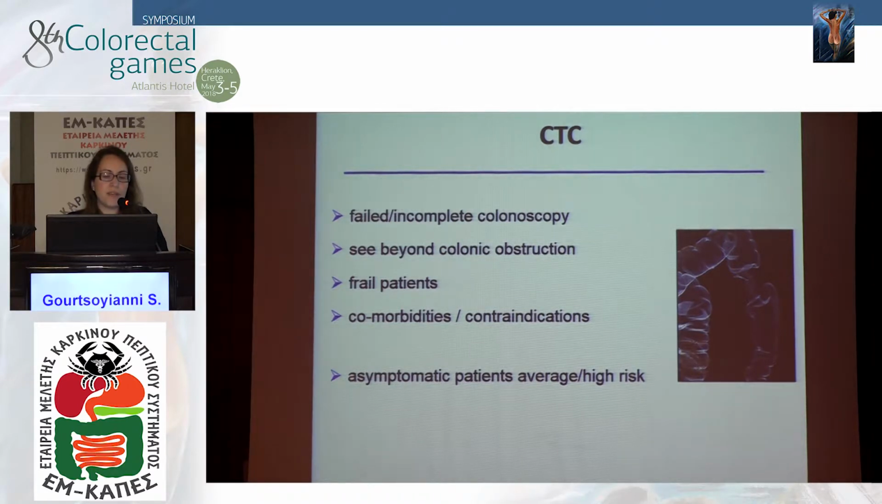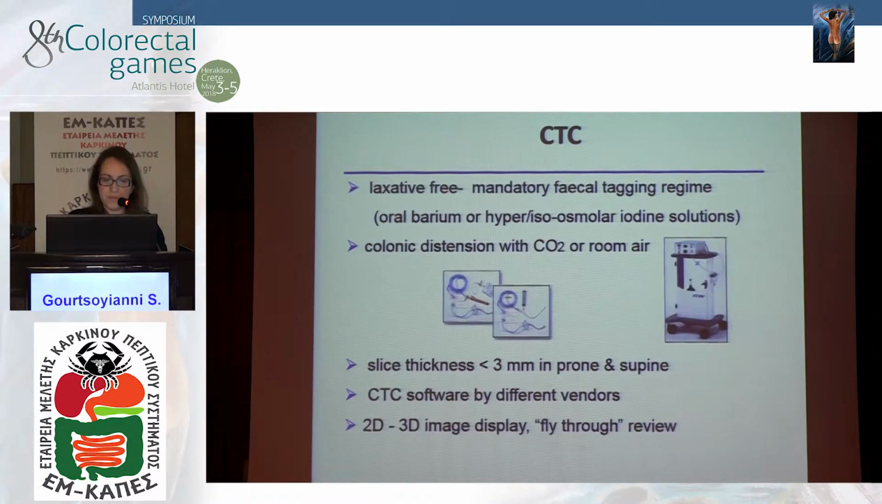CT colonography is performed in order to see beyond a colonic obstruction in patients who have a failed or incomplete colonoscopy, in patients who are frail and have comorbidities or contraindications for endoscopy, and also it is suggested for patients who are asymptomatic but are of average and high risk for colorectal cancer.